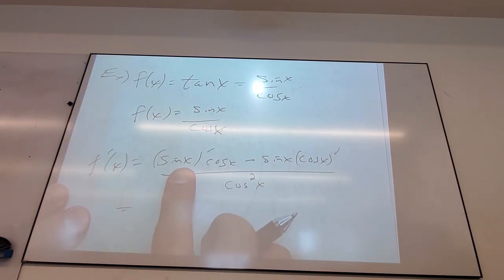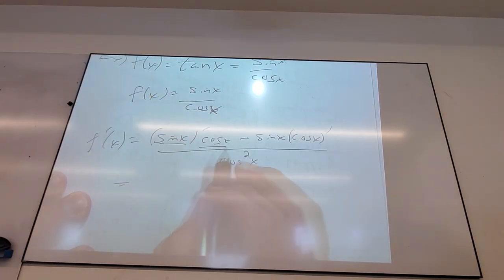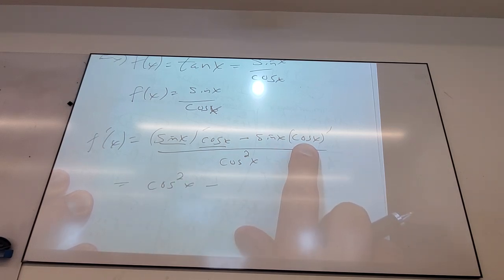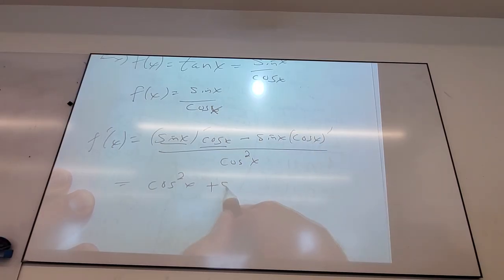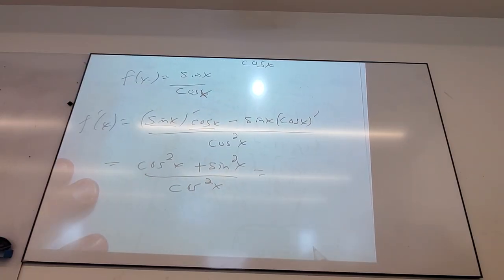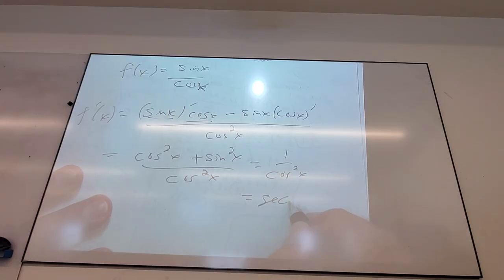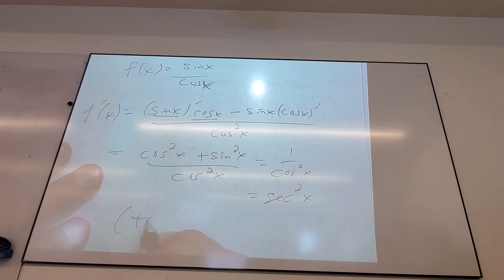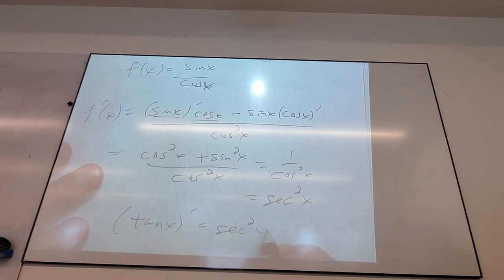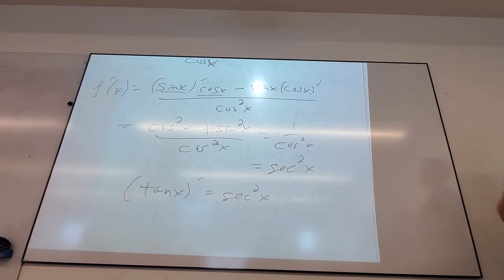So, what's the derivative of sine? Cosine. So cosine times cosine is cosine squared. What's the derivative of cosine? Negative sine. What's negative sine times negative sine? Positive sine squared x. What's cosine squared plus sine squared? 1. And what's 1 over cosine squared? 1 over cosine is secant. So the derivative of tangent is secant squared x. Why? Because it is.